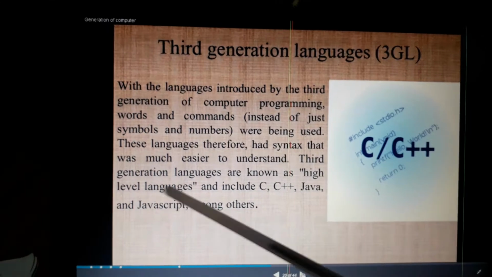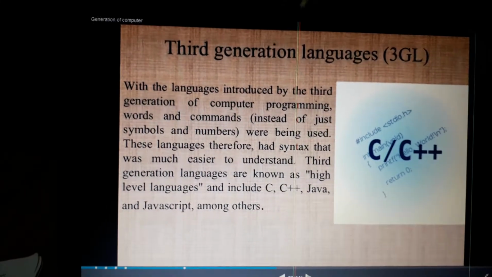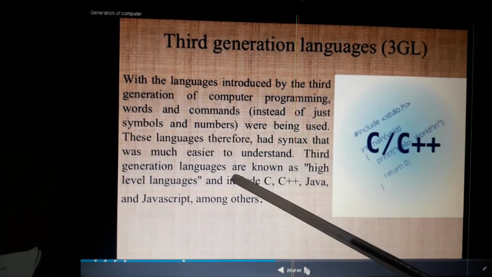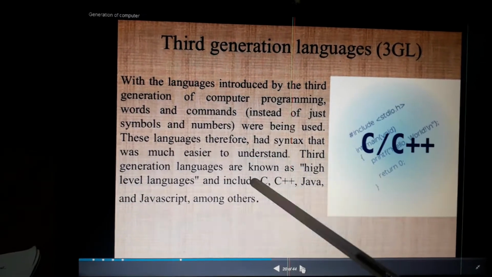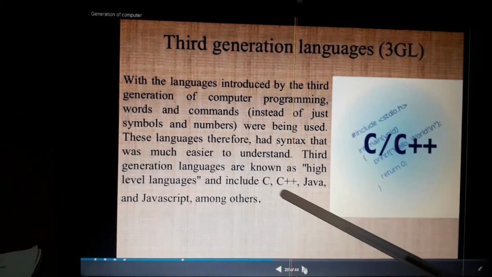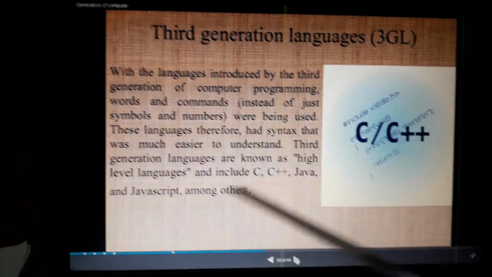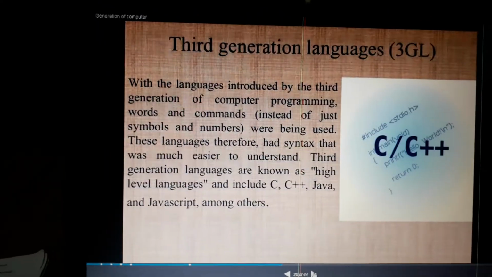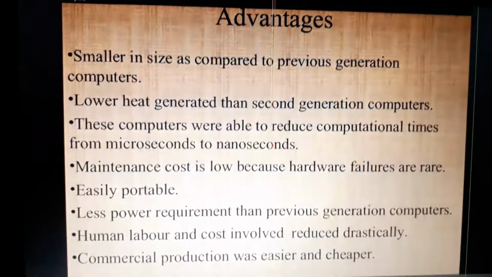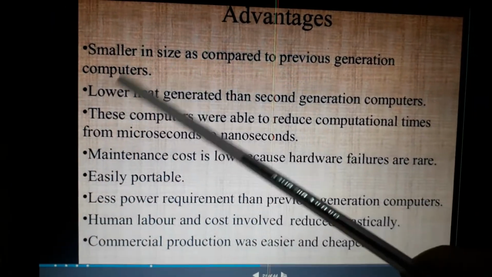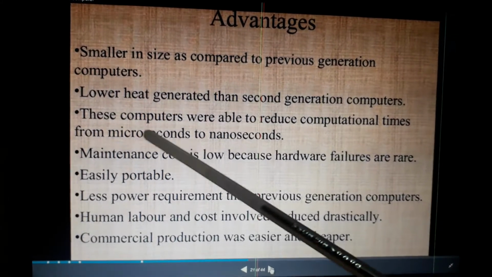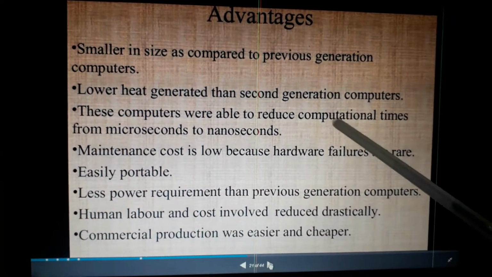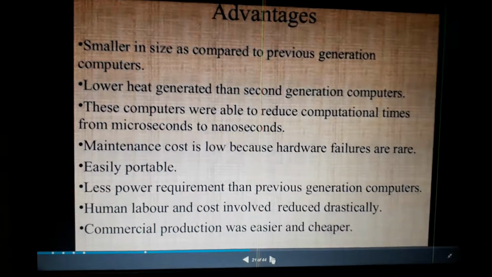High level language means only we understand it, but the system cannot understand. You have to convert high level to low level or machine level, then only the system will understand. So the languages, C, Java, JavaScript, everything came at that time itself. And what are the advantages? They are very small, and the heat is very less. Computers are able to reduce time, taking only nanoseconds.